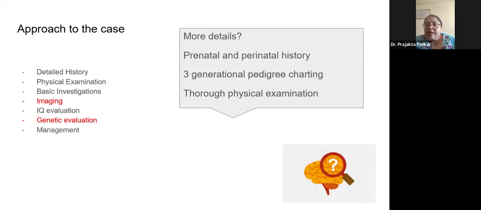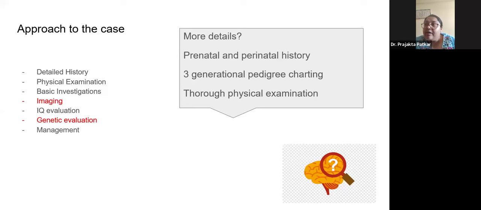So when a case like this would come, maybe to the clinic or to your setup, it's important that we have a detailed history into consideration, because if we look at the etiology of intellectual disability, there can be prenatal factors, there can be perinatal factors, there can be acquired or psychosocial factors as well. And hence, we need a detailed history which starts right from the prenatal conception period.